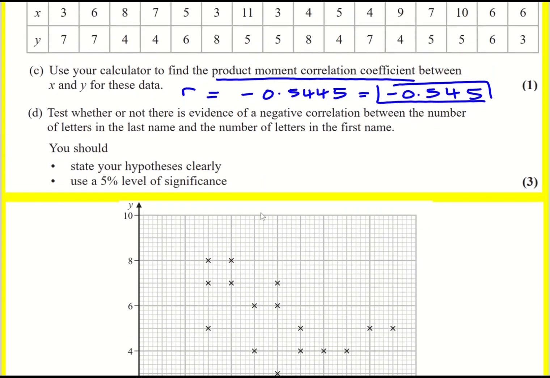And that's what we're doing the hypothesis test for, to see if there's enough evidence to say that there is negative correlation in the population. So H0 is going to be rho equals 0. Rho is the correlation coefficient for the whole population. We always use this as our default. And then H1 is going to be that rho is less than 0 because we're looking for it to be negative. And we've got a 5% significance level.